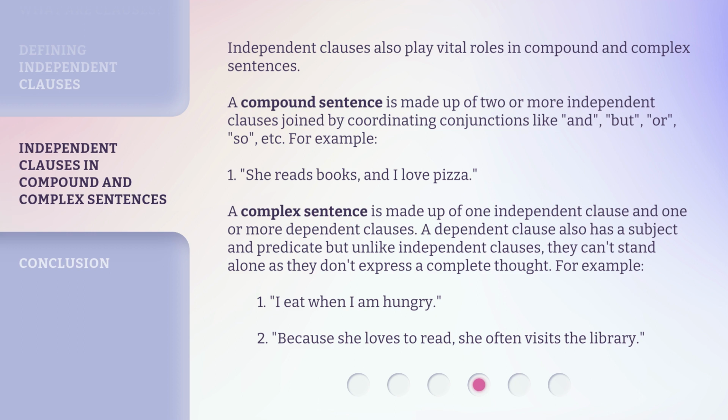A complex sentence is made up of one independent clause and one or more dependent clauses. A dependent clause also has a subject and predicate, but unlike independent clauses, they can't stand alone as they don't express a complete thought. For example, 1. I eat when I am hungry. 2. Because she loves to read, she often visits the library.